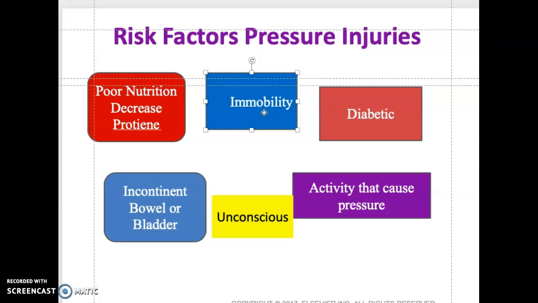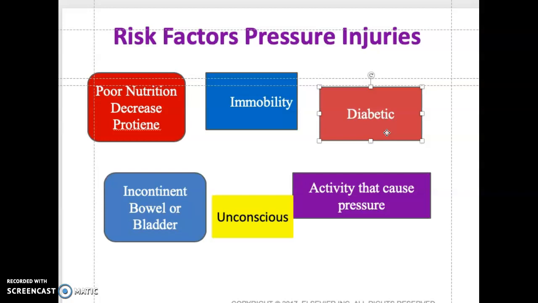Immobility is another risk factor that is associated with pressure injuries. So for example, you have patients that are bed-bound, patients that are not getting out of bed, patients that are quadriplegic, that are confined to bed. You have patients with CVA, cerebrovascular accident, or patients with spinal cord injuries. These patients are at increased risk for pressure injuries, and therefore we should implement turning and positioning every 2 hours for them. Let's look at diabetic patients.